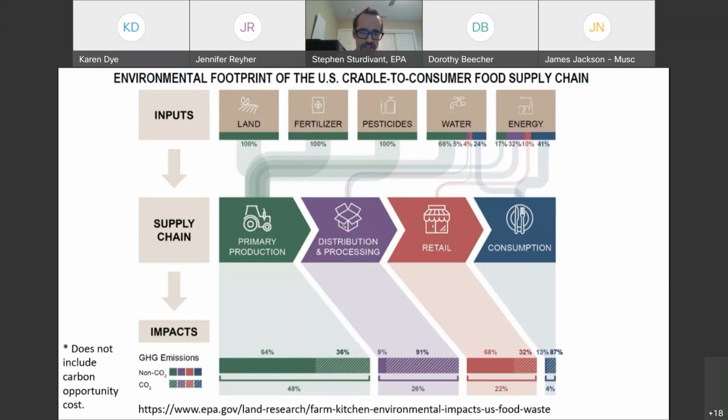Using the land can change its ability to sequester or emit carbon. So that's why source reduction is so important. Also, if you want to get at some of these other resources, land, fertilizer, pesticide, water, all of that is being put into primary production. So if you want to reduce that water use or that land use, you have to go with source reduction, right? Preventing that food waste to begin with.